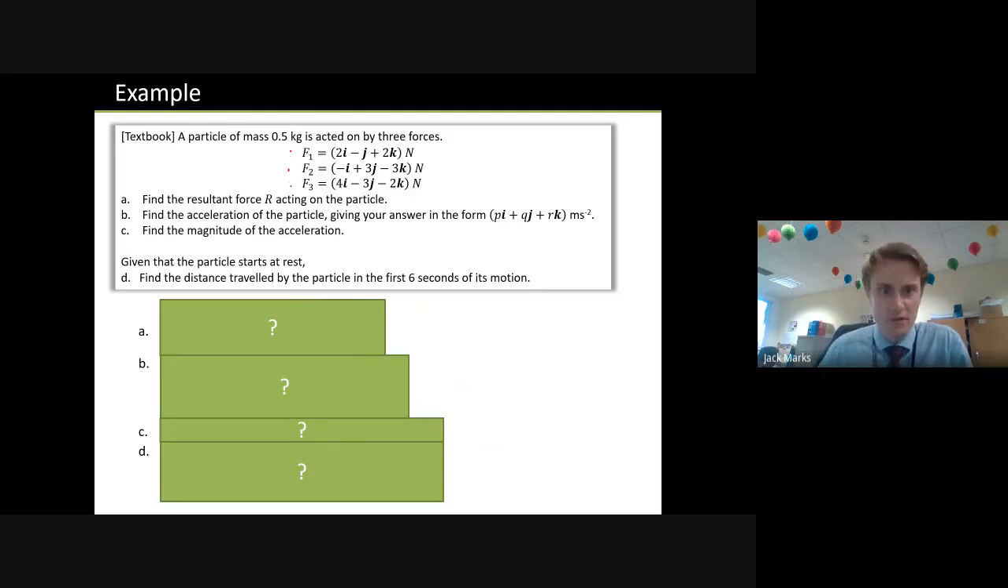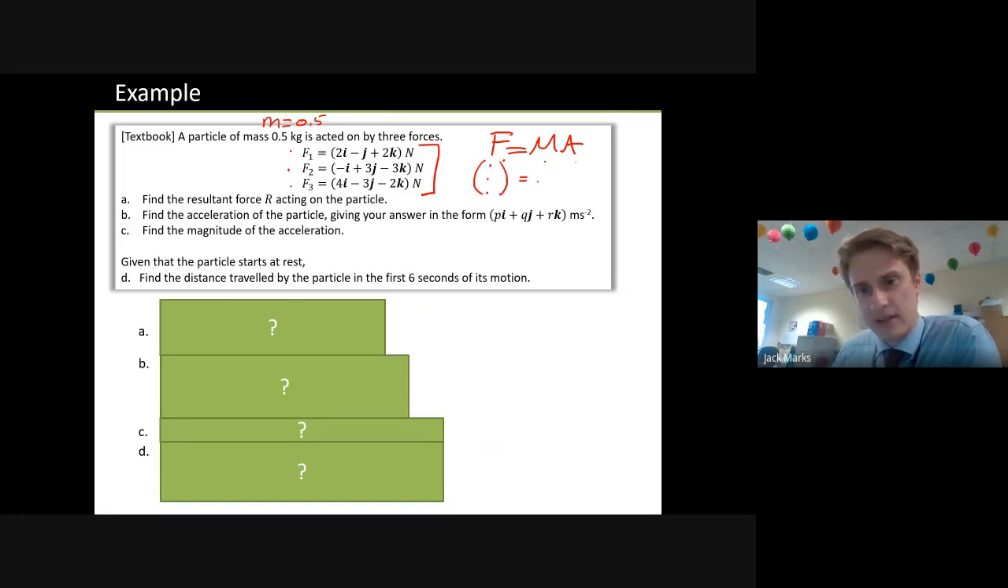So a particle of mass 0.5, so m equals 0.5, is acted on by 3 forces. We are always pretty much interested in the resultant though, aren't we? F equals ma. F is resultant force equals mass times acceleration. This one can be a vector. Mass is not a vector, it's just a scalar, so it will just have a number there. And then acceleration will be like this. And this is how mechanics questions that use 3 dimensions will look, more or less.